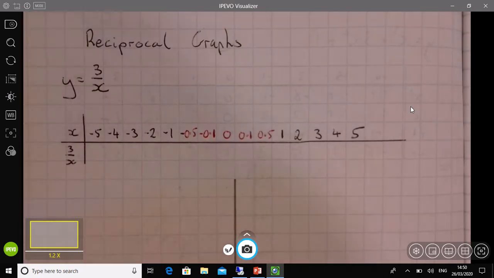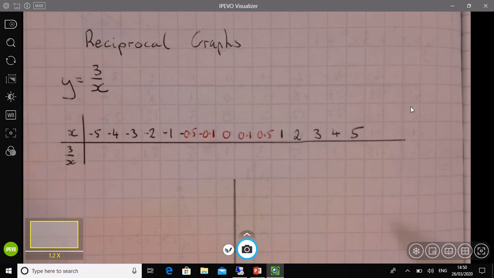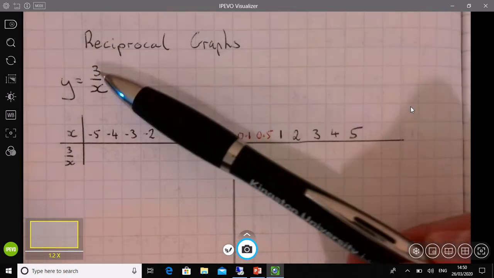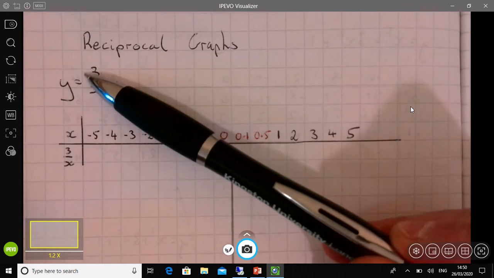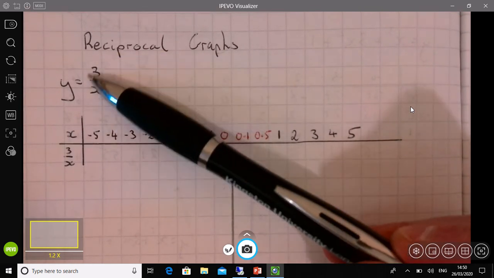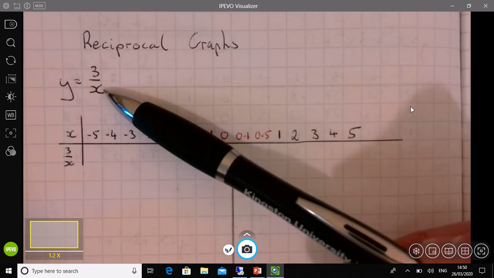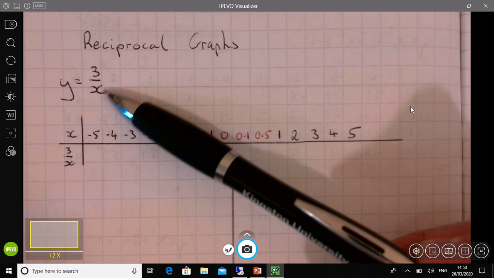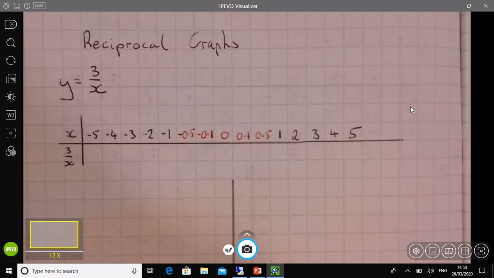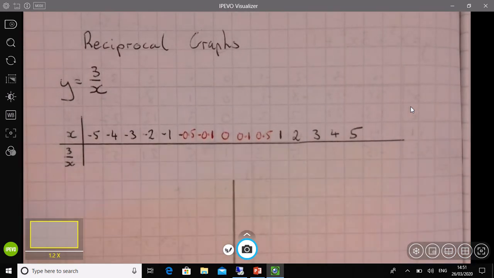Right then, we're going to have a look at reciprocal graphs today. Don't be worried about the term reciprocal. Basically, you'll see when we're done, it gives us an interesting type of graph. What we're looking for is where we're trying to graph something that's a fraction, but the x bit is the denominator. That makes it interesting.